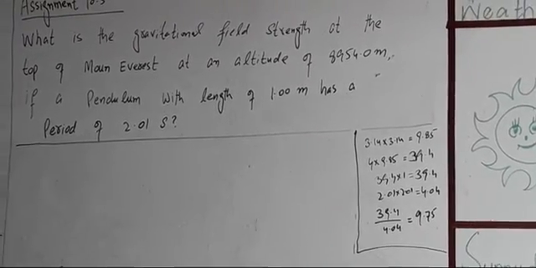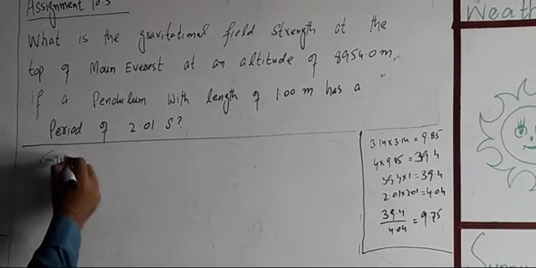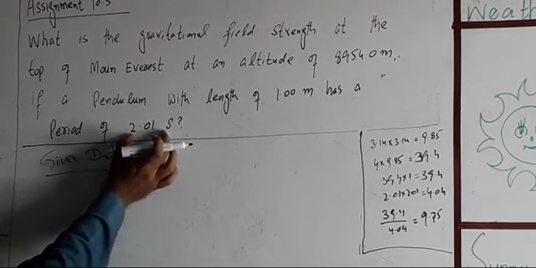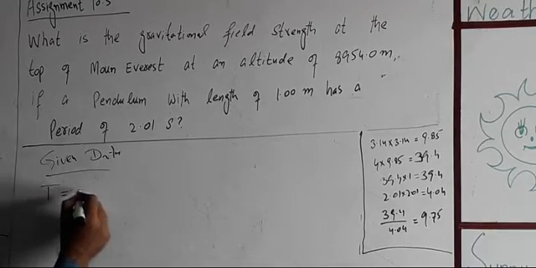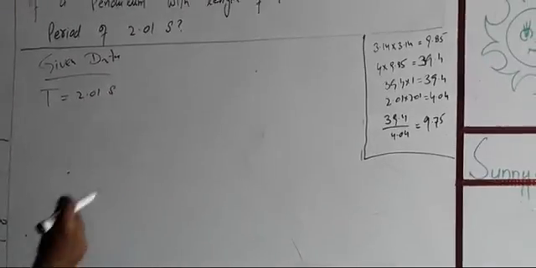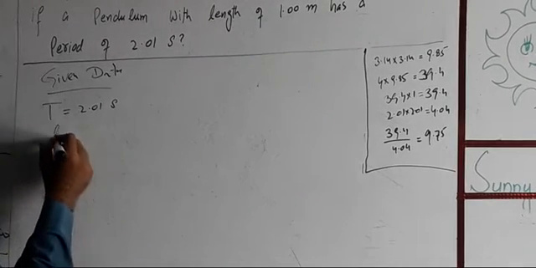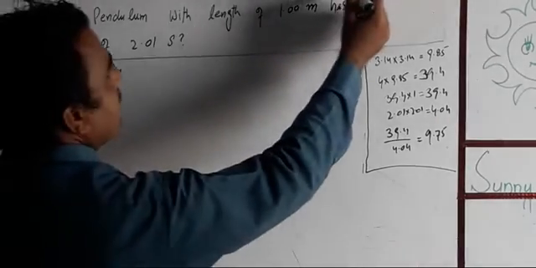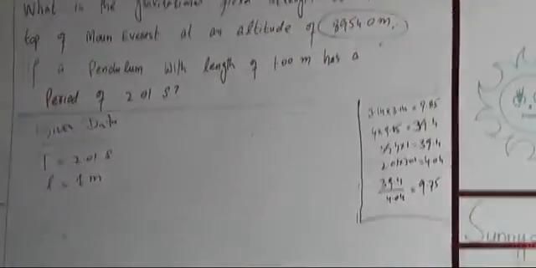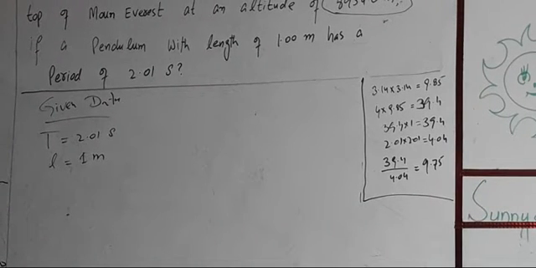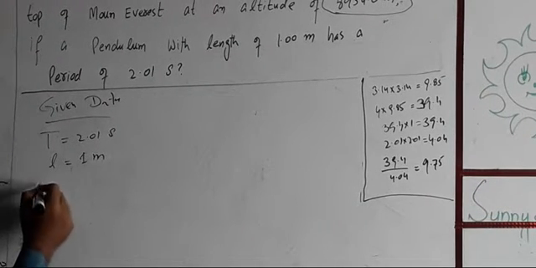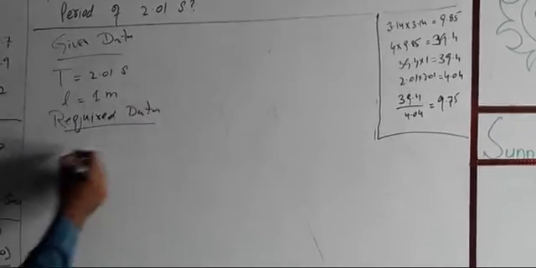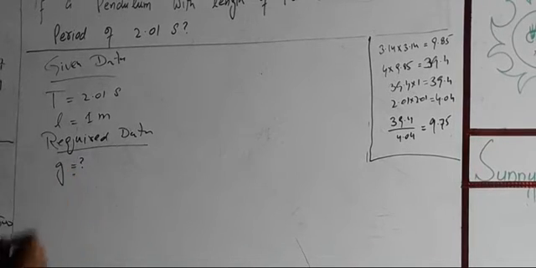Here we are given that the time period of the pendulum is 2.0 seconds. So I will write T is equal to 2.0 seconds, while the length of the pendulum is 1 meter, L is equal to 1 meter. Now this value, the altitude, doesn't get included in our data here because it is the altitude of Mount Everest. And for required data, I will write g has to be calculated.